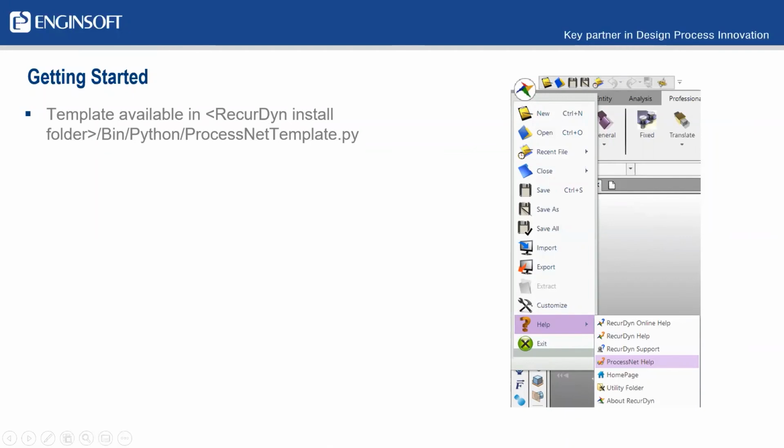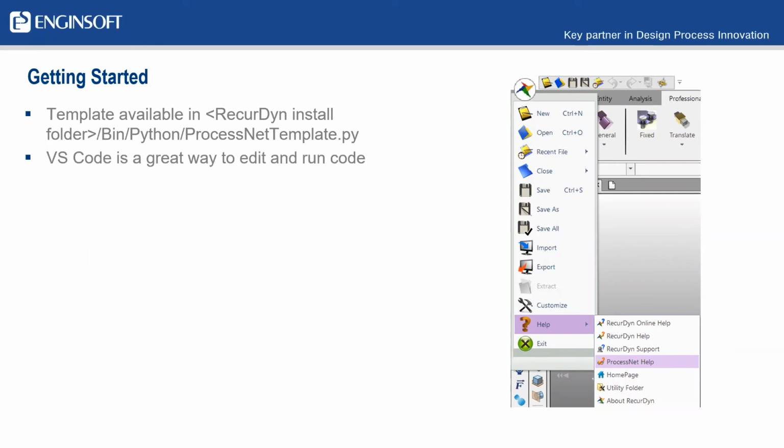So there's a template, and that's actually what I used to grab that initialize and dispose code. So that's a really good place to start, and then you can modify the example from there. It's going to be in the RecurDyn install folder. There's a bin folder, and then you'll see Python. And then there's this ProcessNet template.py file. You can open that in VS Code or any editor that you like, and then run it from there and start tinkering around. Really easy to see immediate feedback for what you're doing because you can just run it and see what happens.